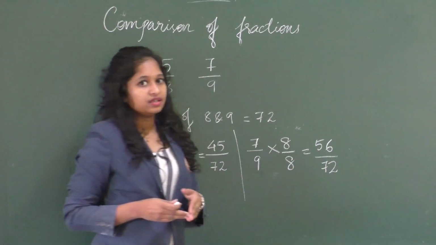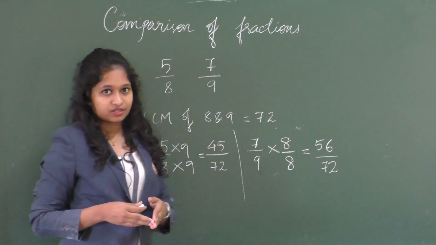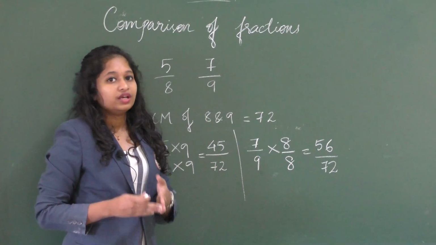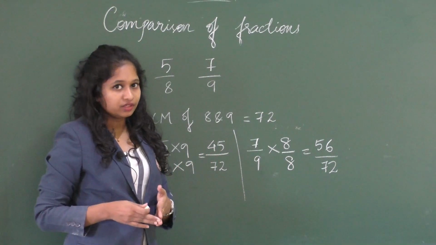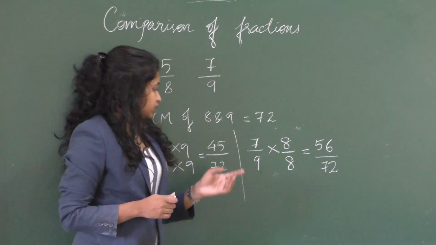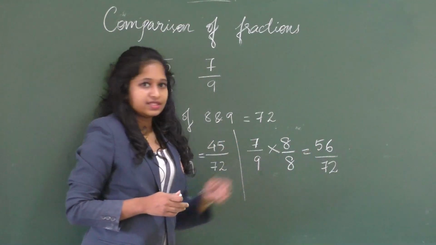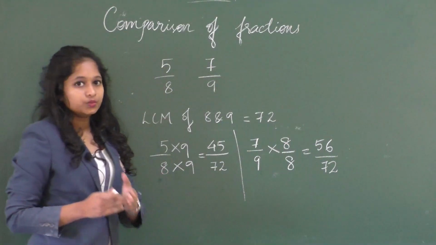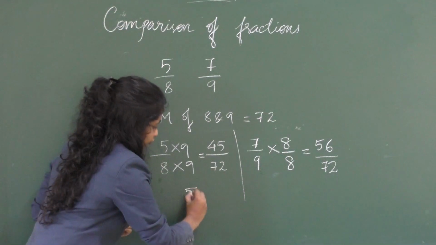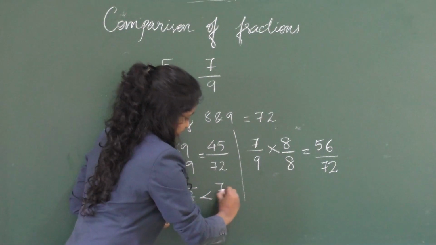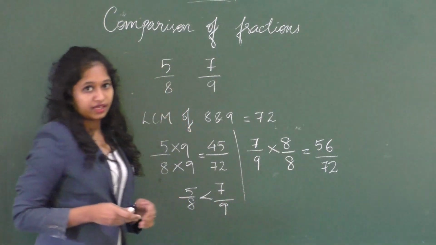Now it is as like fractions. Now we have to just look at the numerator to find which is smallest and which is largest. Here 45 is less than 56, isn't it? So we can conclude that 5 by 8 is less than 7 by 9.